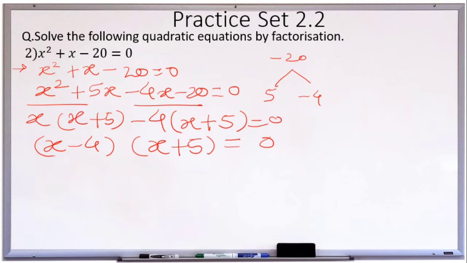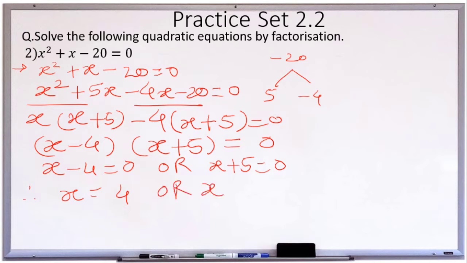Again by property that if the product of two numbers is 0, then at least one of them is 0. So we get x minus 4 equal to 0, or x plus 5 is equal to 0. That means x is equal to 4 or x is equal to minus 5. Hence x is equal to 4 and x is equal to minus 5 are the solution of this given quadratic equation.